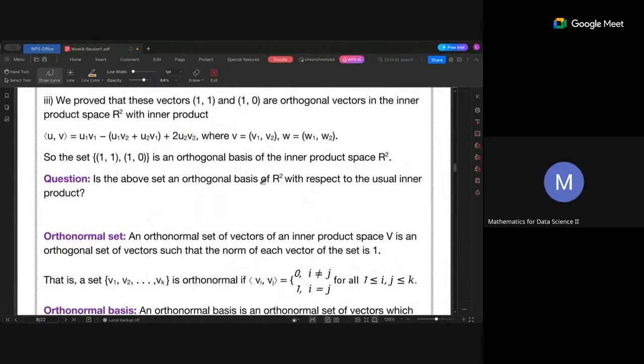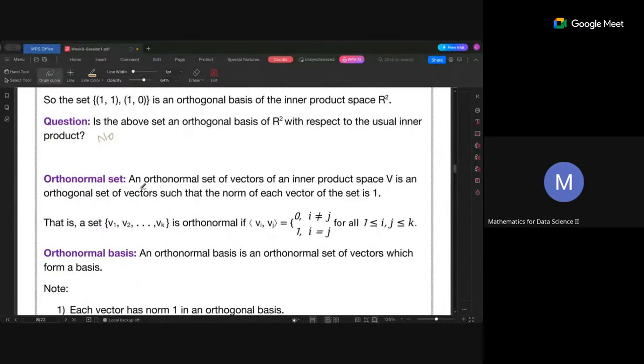Yes. We have already answered this question. Is the above set an orthogonal basis of R2 with respect to usual inner product? No, ma'am. Now, what is an orthonormal set? What is meant by normal vector or unit vector? Norm is 1. That is all for orthonormal, nothing more than that.